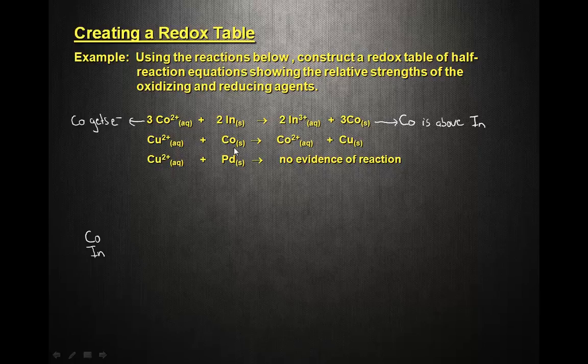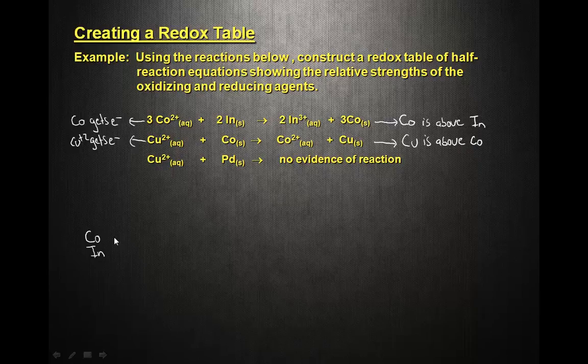And Co has given up 2 electrons to go from 0 to plus 2. So what does this mean? This means that Cu plus 2 gets the electrons. And if Cu plus 2 gets the electrons, Cu has to be above Co. That's our conclusion, because it's stronger, it got the electrons.